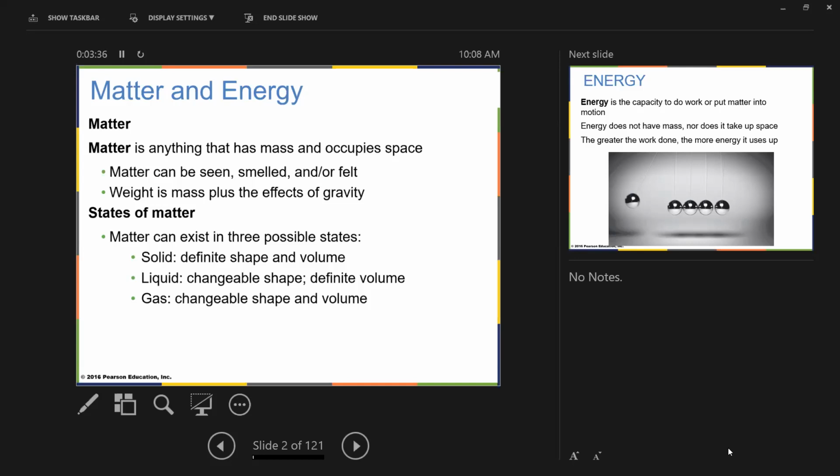Now, when we look at chemistry, a couple terms we have to understand here. We have to look at matter and energy. Now, matter, as it says here, is anything that has mass and takes up space. We can see matter, we can smell matter, we can feel matter. Matter is solid, matter is a liquid, matter is a gas. Matter has weight when it's exposed to gravity.